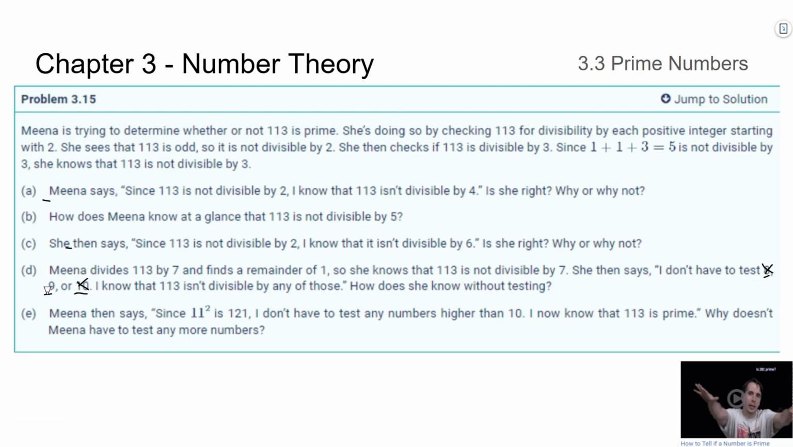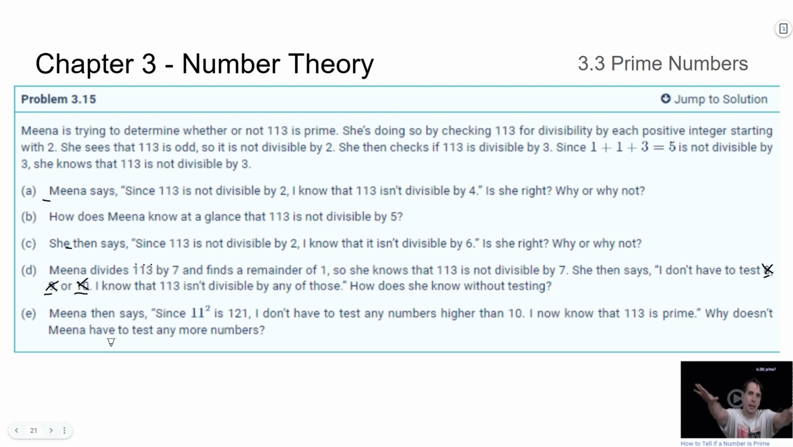How about 9? How does she know that it can't be divisible by 9? Well, we already know that it's not divisible by 3, and 9 is a multiple of 3. So if it's not divisible by 3, it can't be divisible by 9. We added up the digits: 1 plus 1 plus 3 was 5, and that's not a multiple of 9.